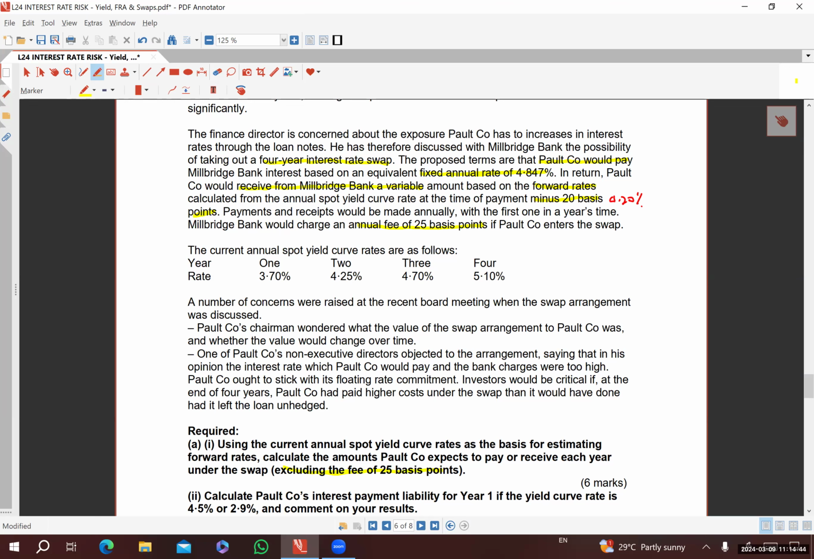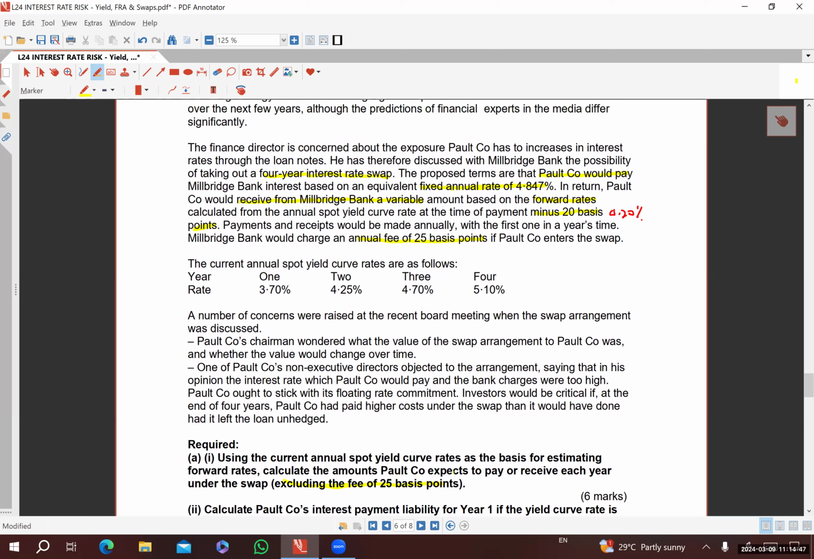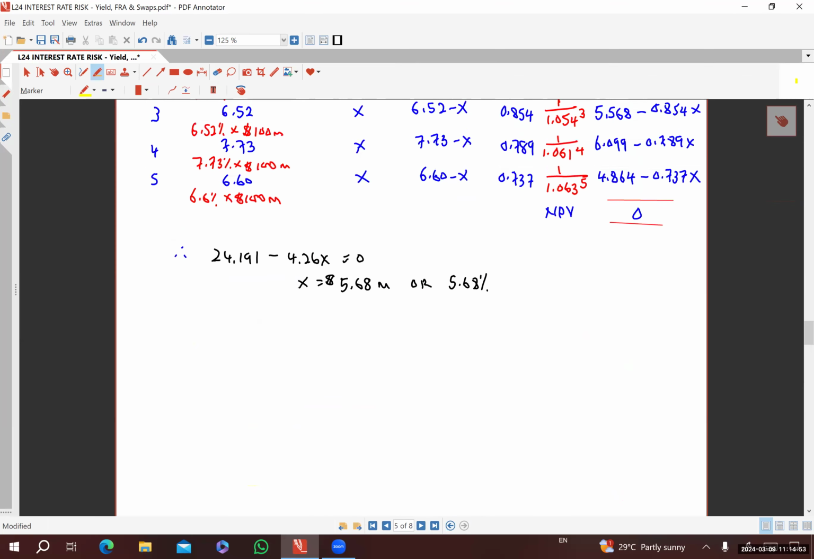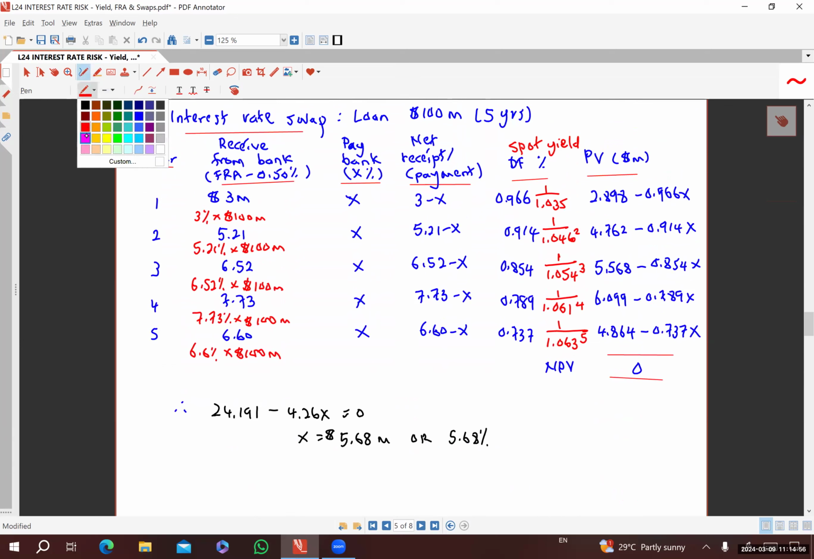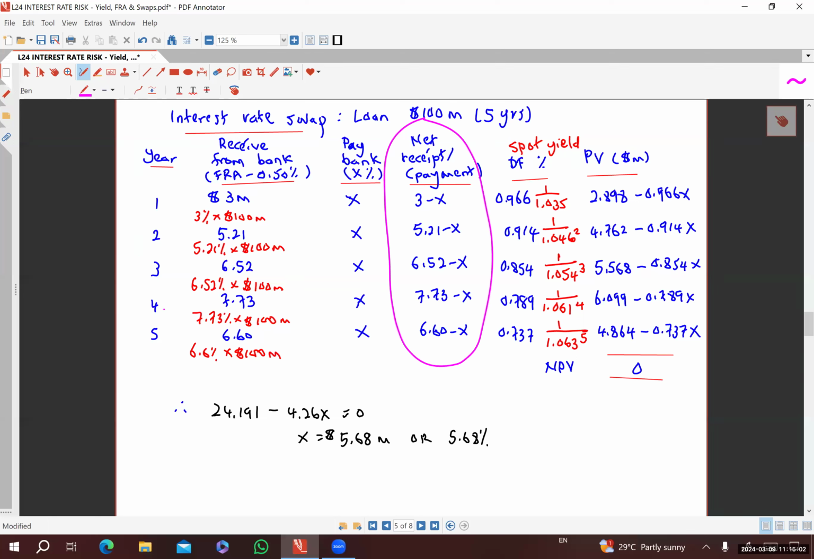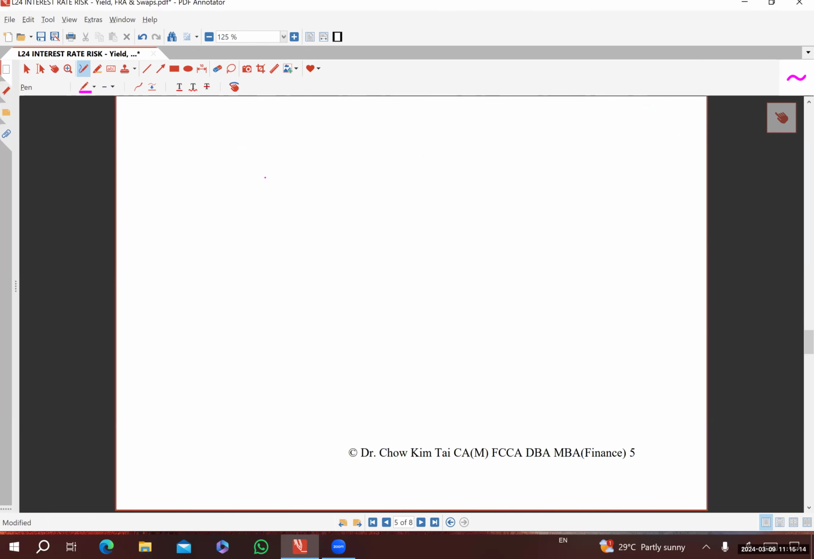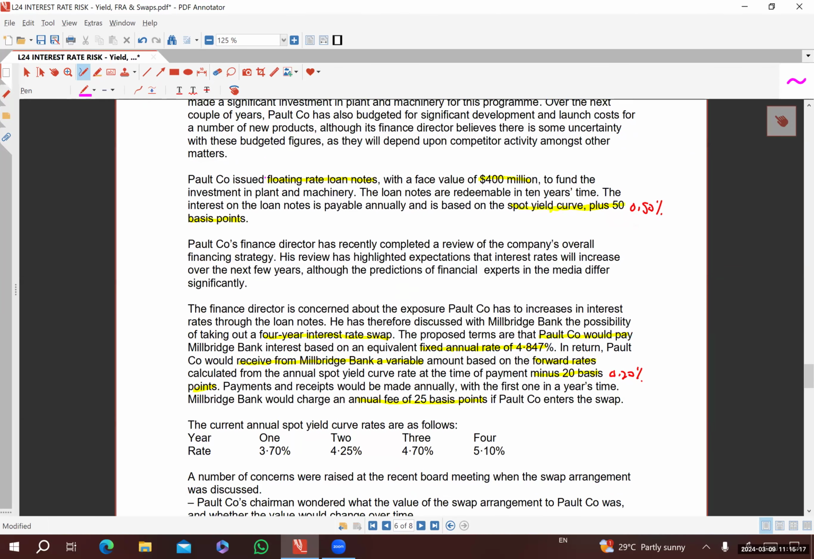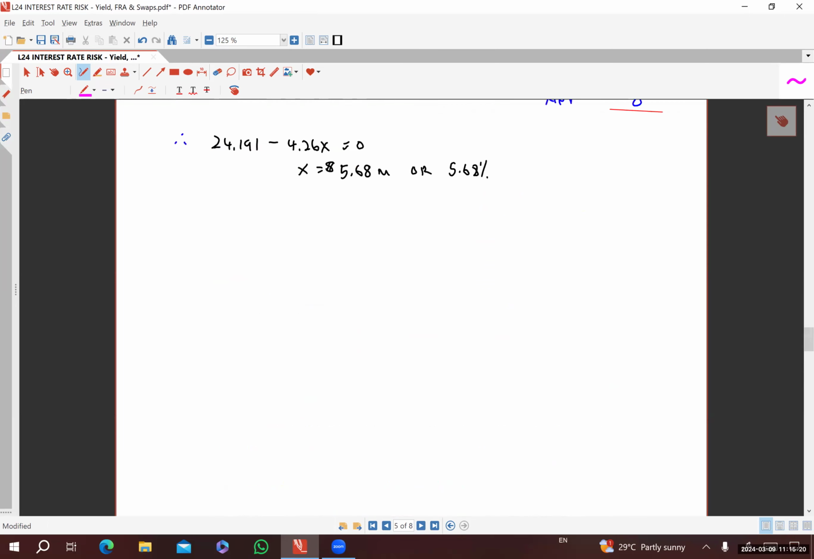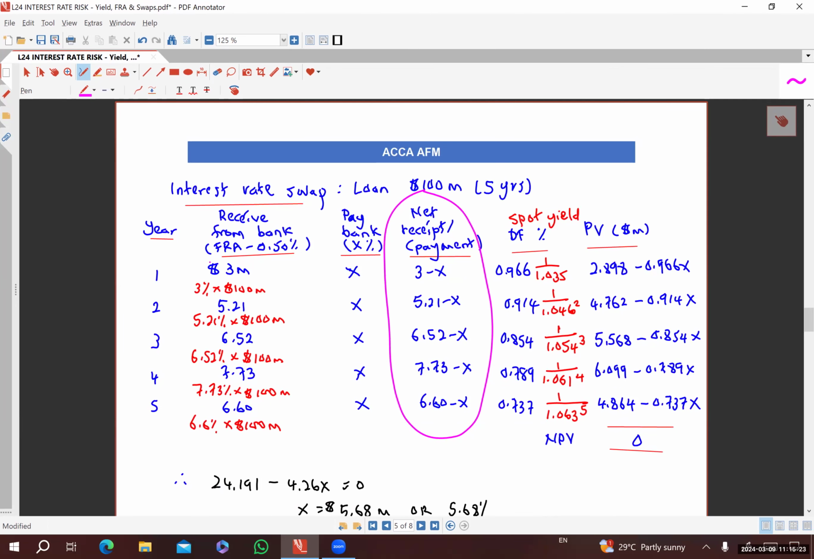So what is the amount the board will pay or receive each year under the swap? That means we need to find the net receipt or payment each year over 4 years. The payment is the fixed rate, and you know the rate already. The receipt is the FRA minus 0.2%, whatever they gave just now. Now, the FRA you need to find. The FRA is not given. How to find it? Like the example just now.